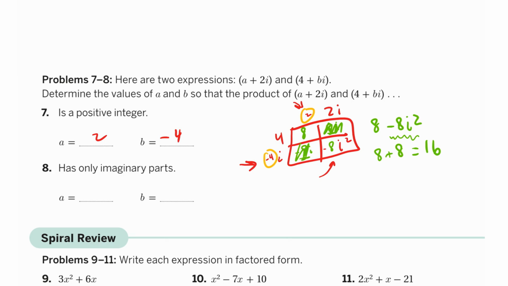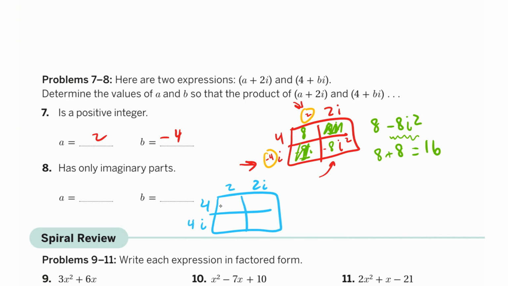For number 8, it has only imaginary parts. So that means that when we're doing this box here, and we got 2i, we got 4, and we got i, that means that the top left and the bottom right have to cancel out here. And so the only way to do that is that we have to match this up. So this has to be 2 and this has to be 4.